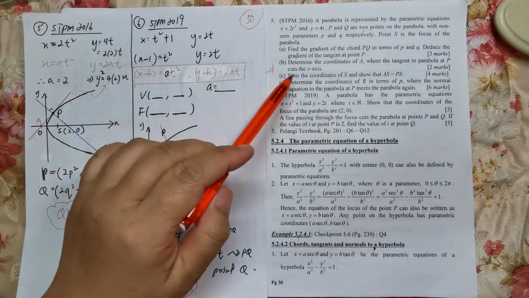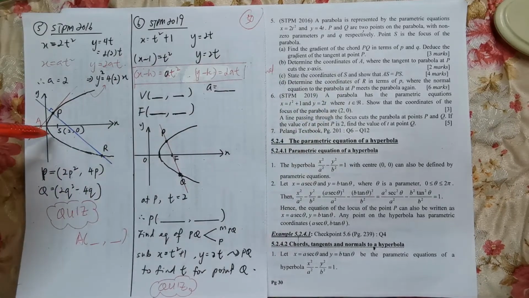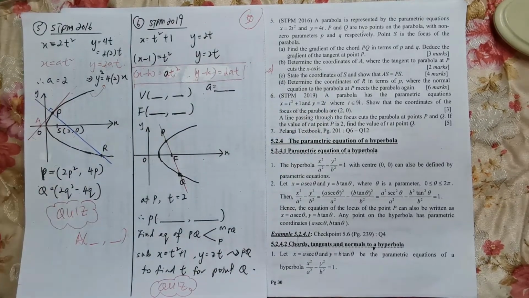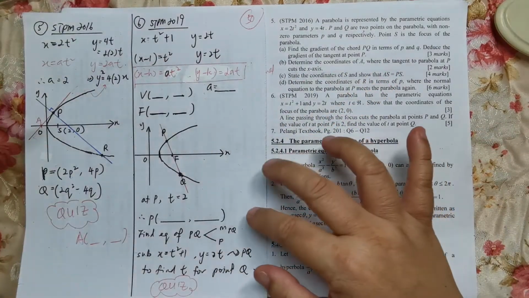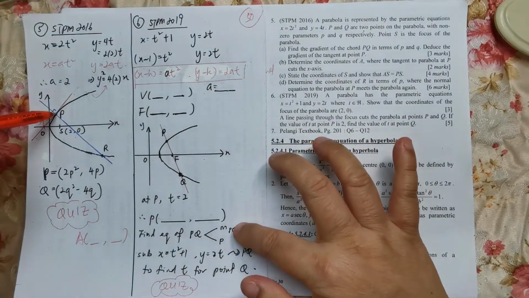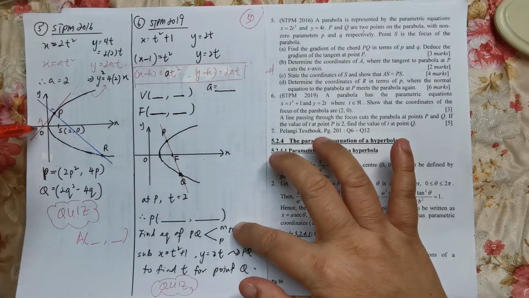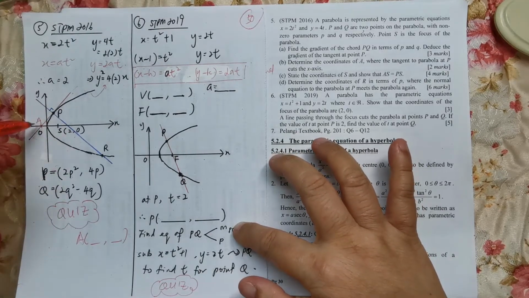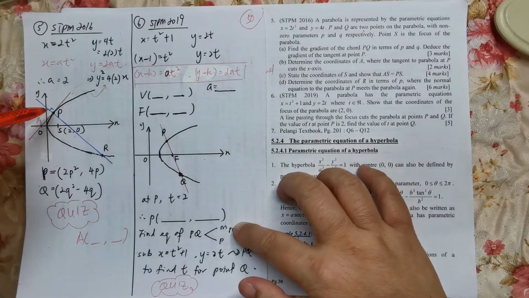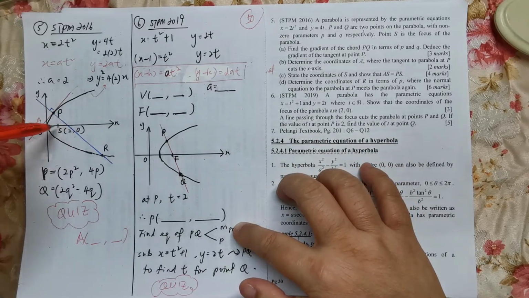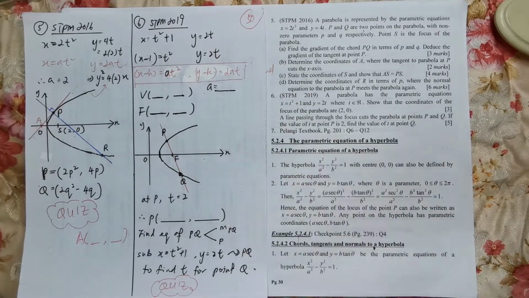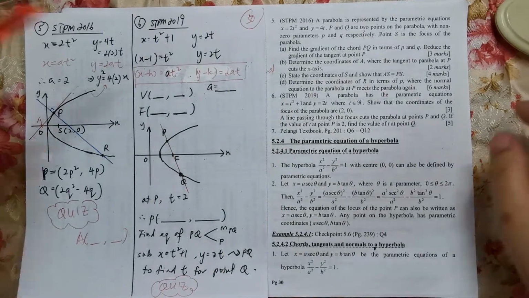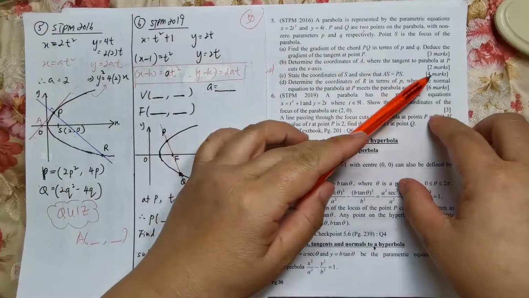Part C, state the coordinate of S. This one no problem, just write the answer only. And show that AS equals PS. You have the coordinate for P, for S, and for A. So use the distance formula, calculate AS and calculate PS, and show that they are the same. That's why this one has more marks.